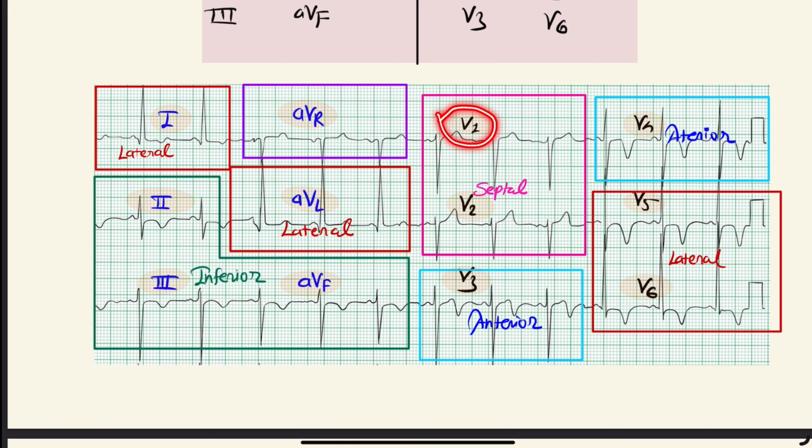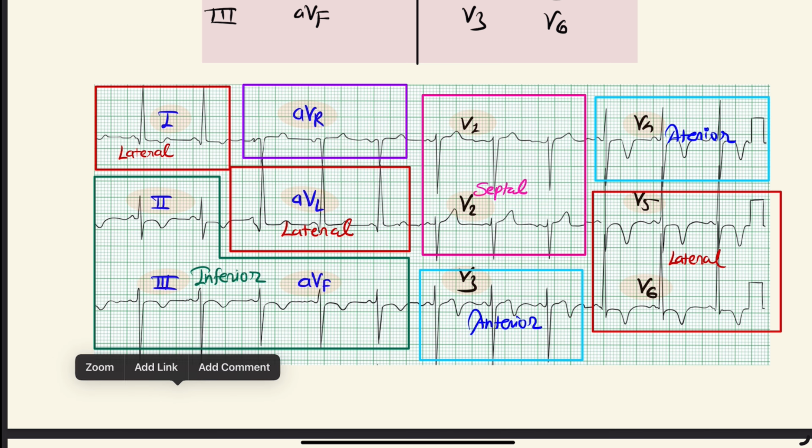Lead V1 and V2 observe electrical activity in the septal part of the heart. Lead V3 and V4 observe electrical activity in the anterior or right ventricular part of the heart. Lead AVR views the posterior part of the heart.